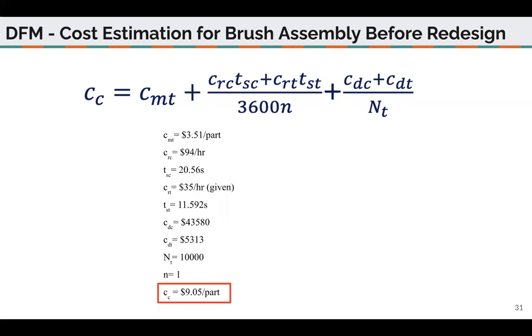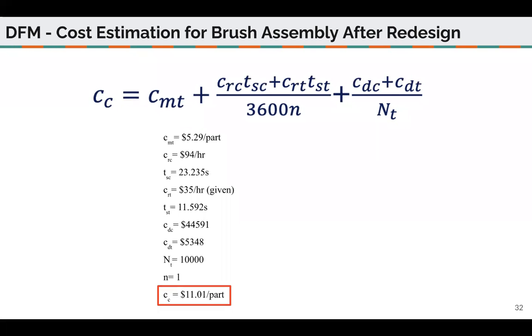Then we did the same thing for the brush assembly before the redesign, and we came up with a cost of $9.05 per part. This was then redone after accounting for design for manufacturing, and our new cost was $11.01 per part. Although this is an increase from before the redesign, because of the increase in material, we think that this will still be easier to manufacture overall.